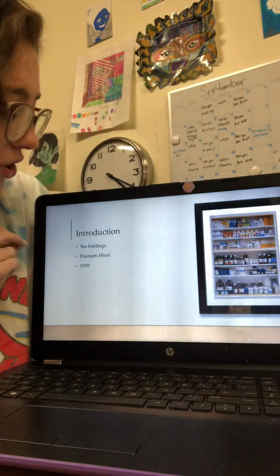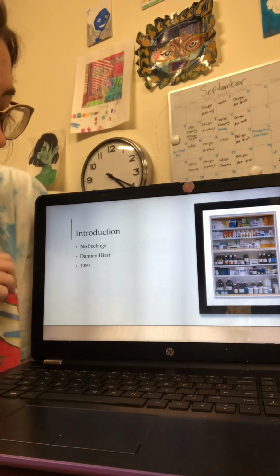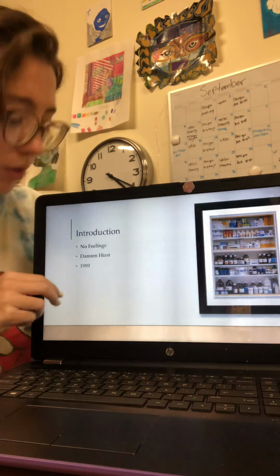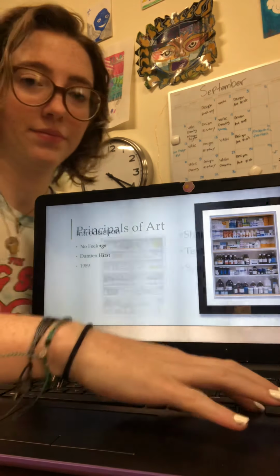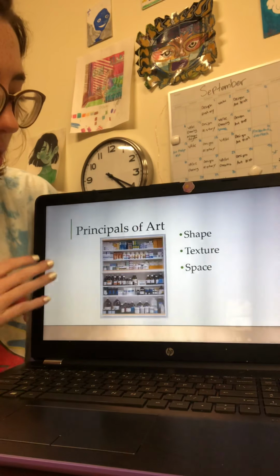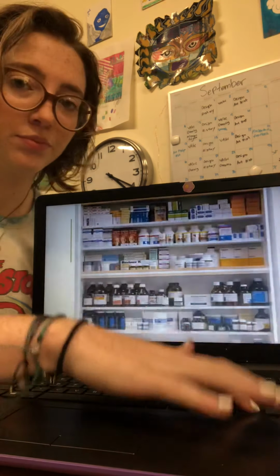So, the piece that I chose is called No Feelings by Damien Hirst. It is a sculpture and it was made in 1989. So, the principles of art that I'm going to talk about are shape, texture, and space.